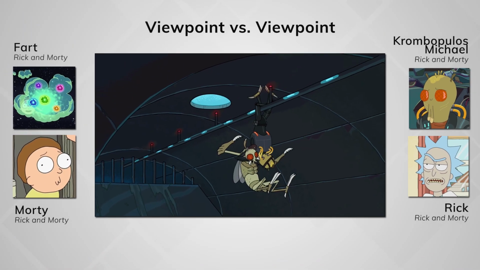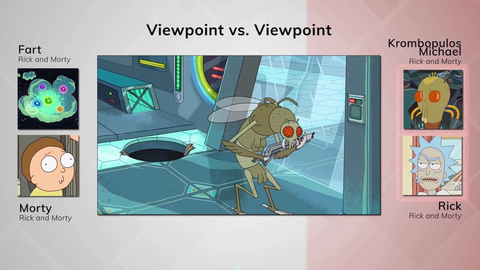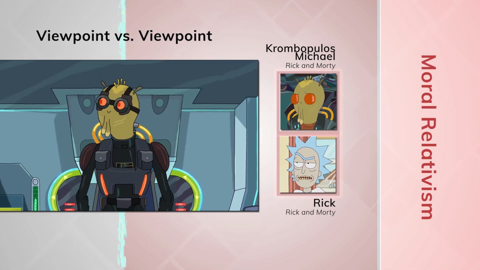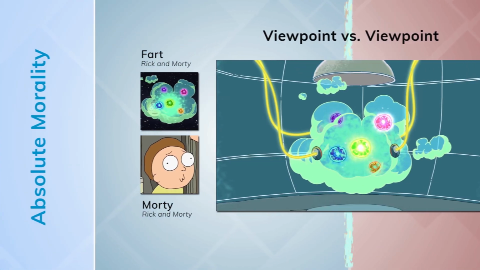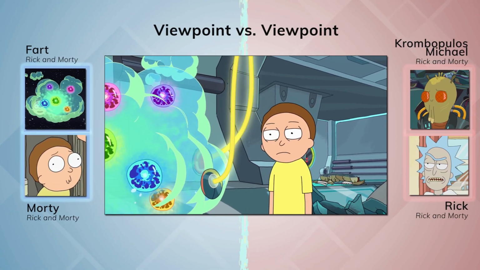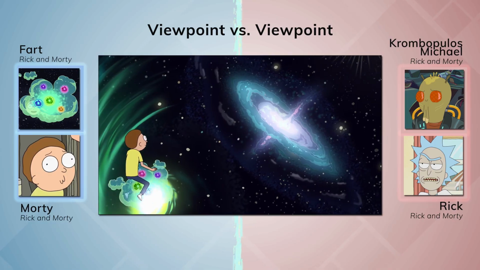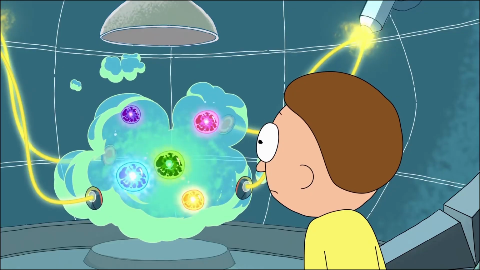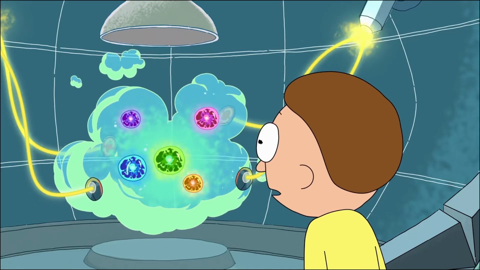K. Michael and Rick hold somewhat similar philosophical beliefs. Like Rick, K. Michael clearly does not hold a belief in absolute morality. The nebulous being named Fart that Morty saves halfway through the episode holds a philosophical point of view, but I'll get into that more in the next section. What's important is that he introduces conflict that forces Morty to make choices based upon what he believes.